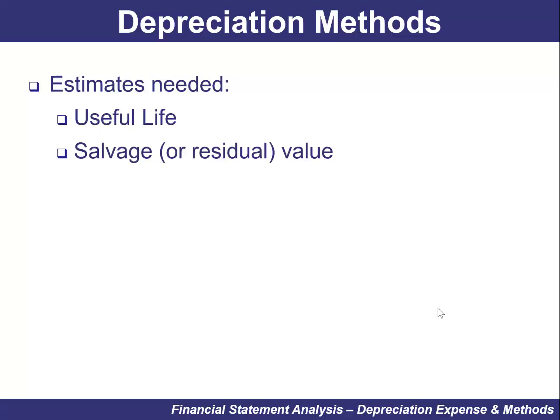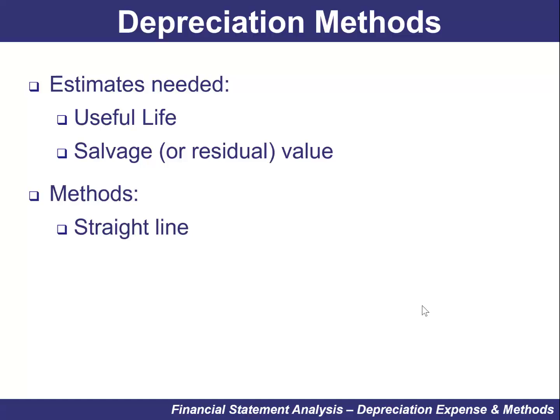Second, you have to make an estimate of the salvage value. Sometimes we call that the residual value, which is what you would be able to sell this for at the end of its useful life. And again, that's an estimate. Once you've got those estimates, you have a choice of several different depreciation methods. And typically what you try to do is match the depreciation method to the pattern of the using up of that asset. What are the methods?